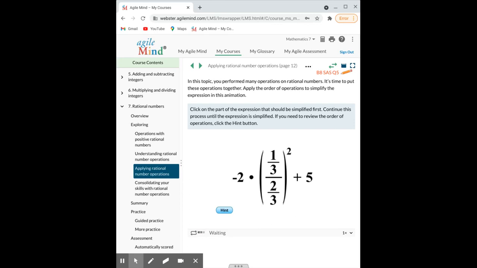Okay, so today we are in topic 7, block 8. Our goals are to add, subtract, multiply, and divide rational numbers, apply properties of operations to operations with rational numbers, use rational numbers to solve multi step real world problems, compute unit rates associated with ratios of fractions, and describe situations where opposite quantities combine to make zero.